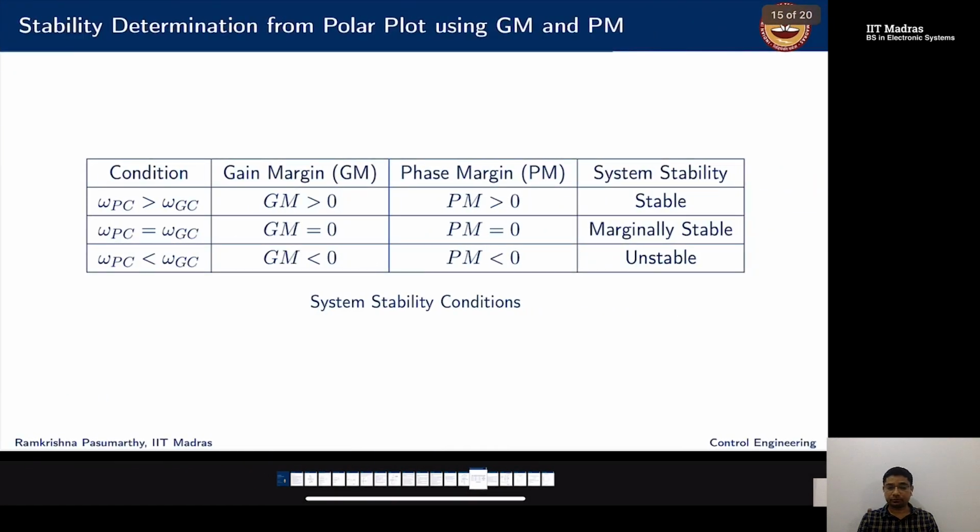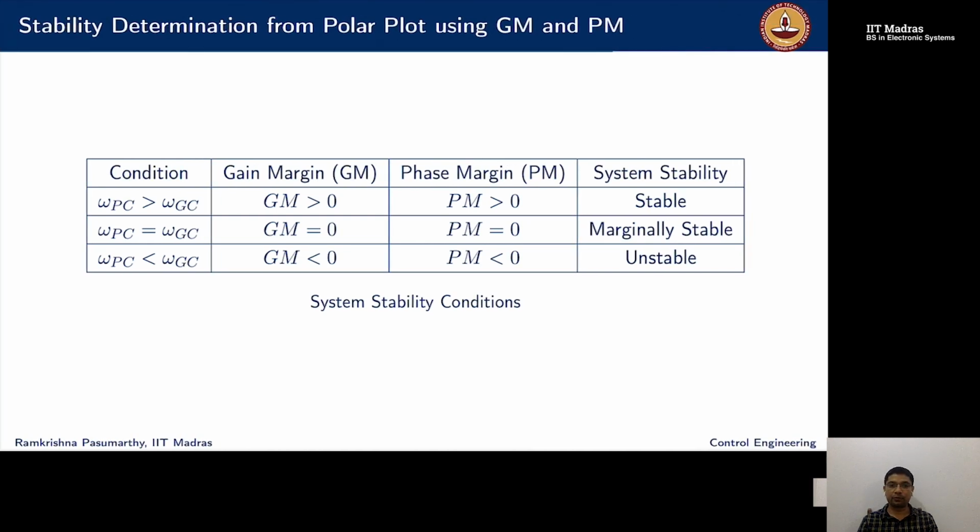Some things quickly to verify. If the phase crossover frequency is greater than the gain crossover frequency, the system will be stable. If both are the same, the gain crossover and the phase crossover are the same, the system will become marginally stable. And if the phase crossover frequency is less than the gain crossover frequency, the system will become unstable. Think about why these conditions are valid. It's a very simple computation. If not, we'll discuss it in one of the live sessions.